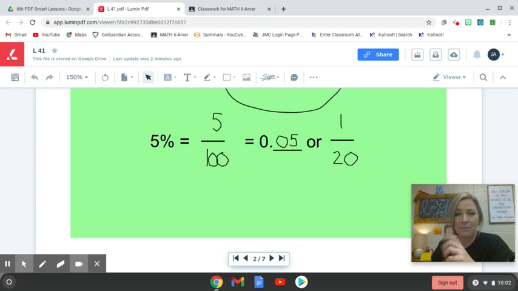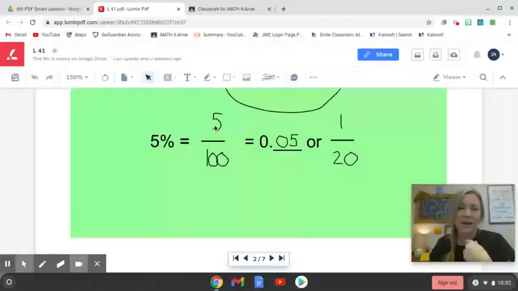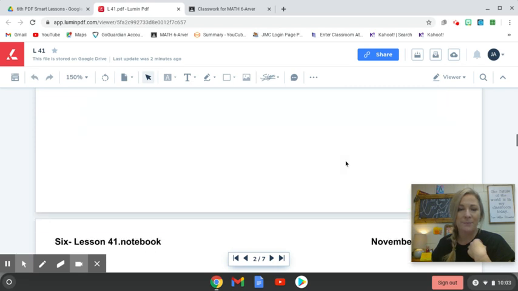That means they both can be divided by 5. So if I take 5 divided by 5, I get my 1. And if I take 100 divided by 5, I get 20. Anytime you're left with a fraction with 1 in the numerator's place, you're definitely all done. So our most reduced form of this fraction that represents 5% is 1/20.